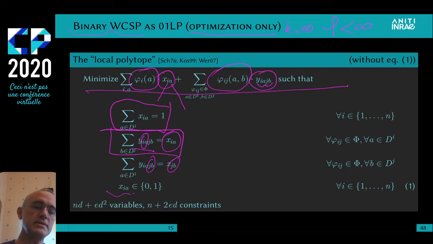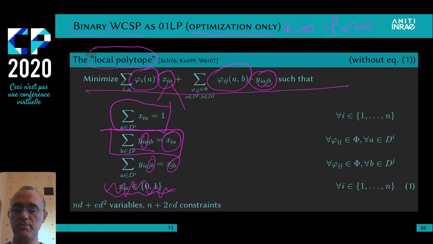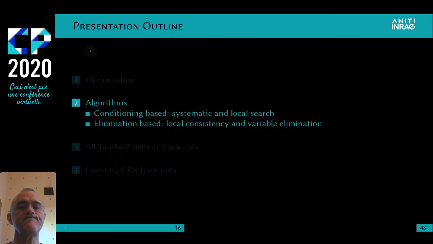If you add this integrity constraint, this encodes the pure optimization side of the WCSP. If you forget this integrity constraint, you have an LP, which is very famous, and which is called the local polytope for the WCSP problem. This is the ILP way, pure optimization ILP way, but what about the CP way?